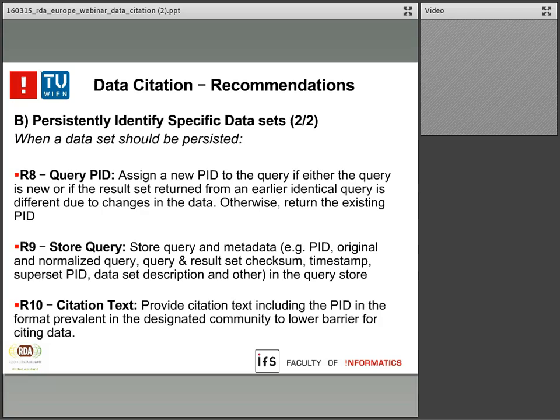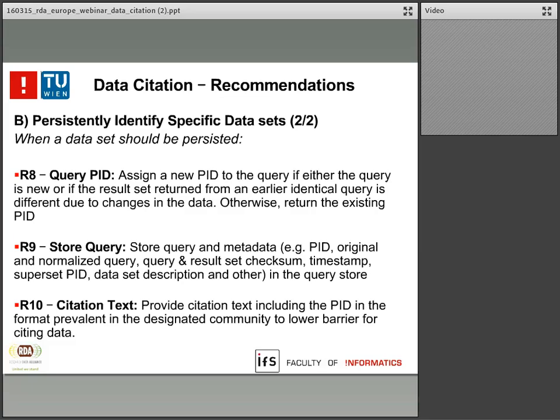If we go further, once we have the query and once we have the data set, we need to assign a persistent identifier. Here the rule is, if the query is a new query, so not one that has been issued before, if it's a unique new query, then we assign a new persistent identifier. If the same query has been issued before and the result set is exactly the same as in an earlier execution, so none of the underlying data has changed, then we return the existing persistent identifier. If the query is an existing query that has been issued before, but the result set differs because data has changed since the last time it was executed, then we would assign a new persistent identifier because it identifies a new and different subset of the data.